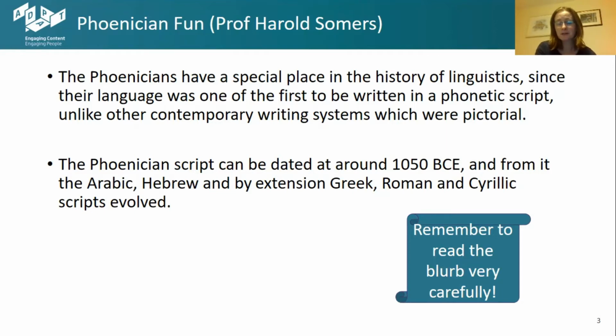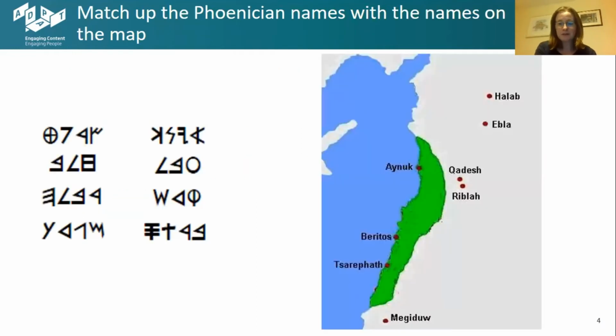Now, we'll go back to our reminder from the introduction video to read the blurb very carefully and to read the title very carefully. So what you have to do in this puzzle is match up the Phoenician names with the names on the map. As you can see on the left, you have some Phoenician names, 8 of them, and you have names on the map, also 8 of those. We present the direct match, and your task is to match these up.